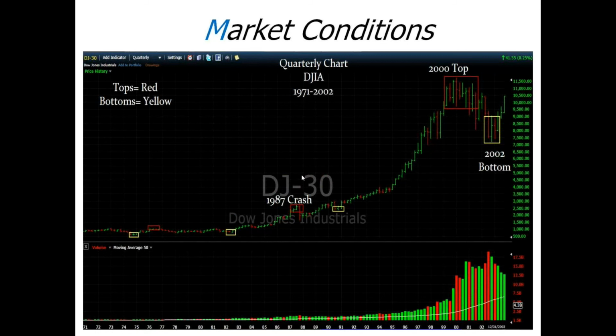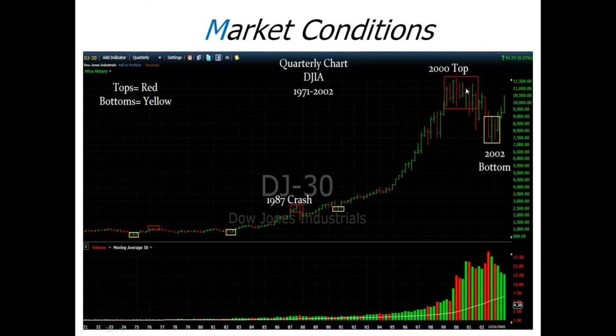And here's the Dow from 71 to 2002. And this is a huge rally for the 80s and 90s and led to the dot-com top. Again, and here's the 87 crash. And you can notice it was 2 quarters or 3 quarters before you had that crash. And the bottom here, before this big, it set up again for that big rally.